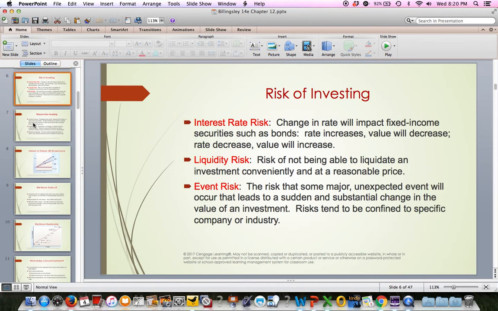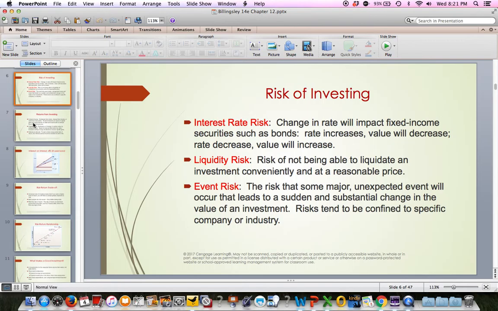Other types of risk are interest rate risk. If you invest in bonds, you earn a fixed rate of interest on those bonds, so there's a risk if interest rates change, going up or down. Liquidity risk is owning an investment and not being able to liquidate or sell that investment easily or quickly. And event risk is the risk of something unexpected happening that would impact a particular company or industry and maybe have a negative effect on your particular company.